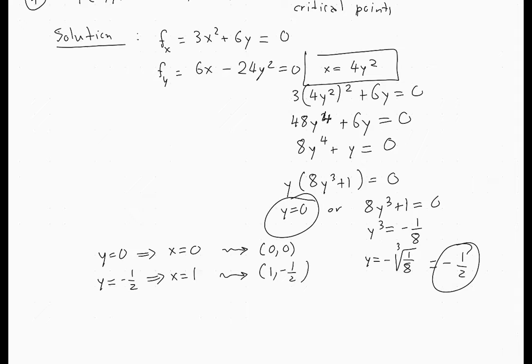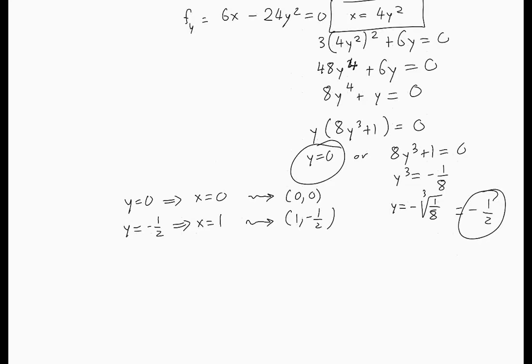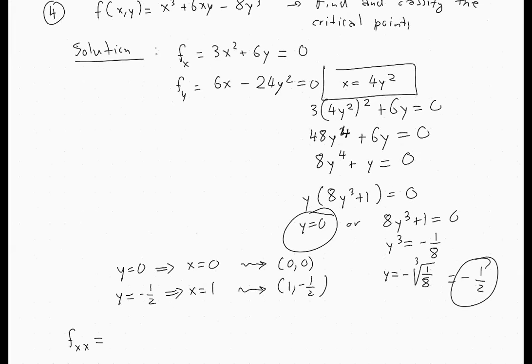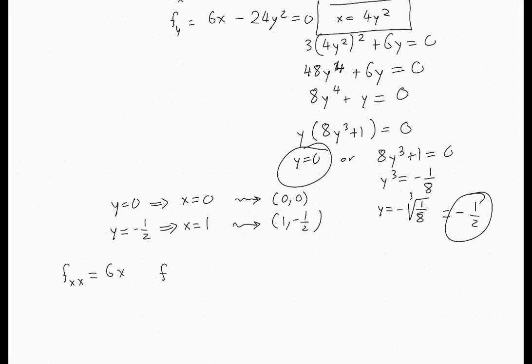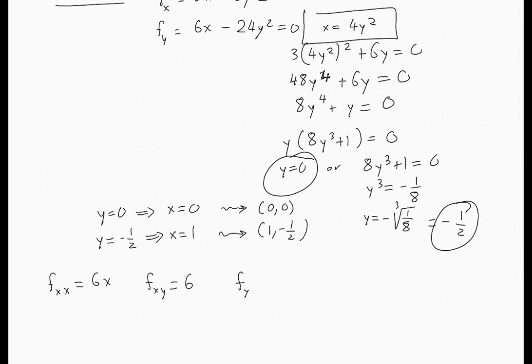and now we should try to apply the second derivative test. In order to apply the second derivative test, we need to find the second derivatives. So what is f sub xx? Well, take f sub x and differentiate it with respect to x once more. That will give you 6x. And take f sub x and differentiate it with respect to y. That will give you the constant function 6. And take f sub y and differentiate it with respect to y. That will give you negative 48y.